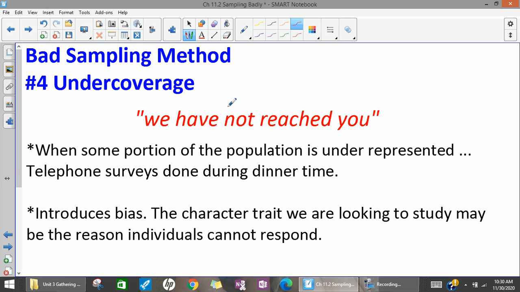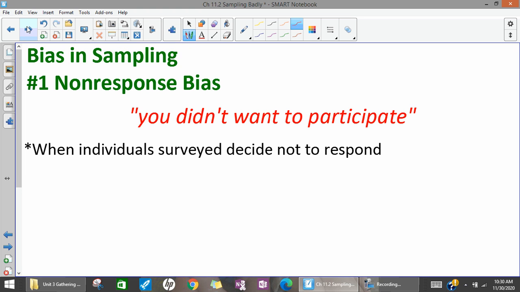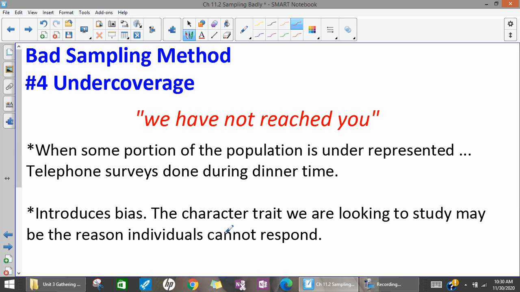If we've selected those people to be sampled, we might be missing out on, again, the people who like to eat dinner at a restaurant, the people who work at night. And again, maybe there's some character trait about them that is important to us and we want to have represented in our survey. And I should say it does introduce bias in undercoverage.